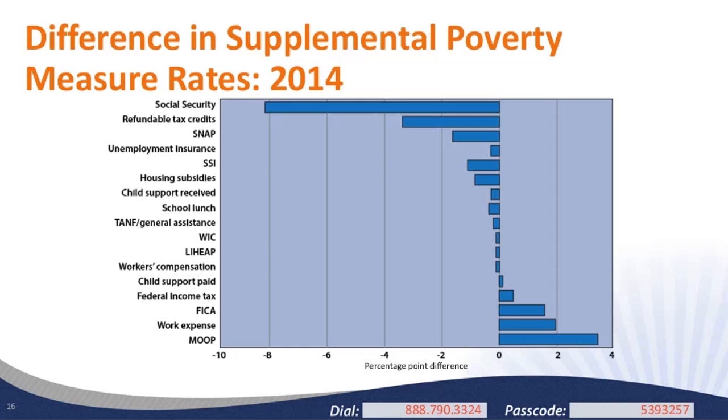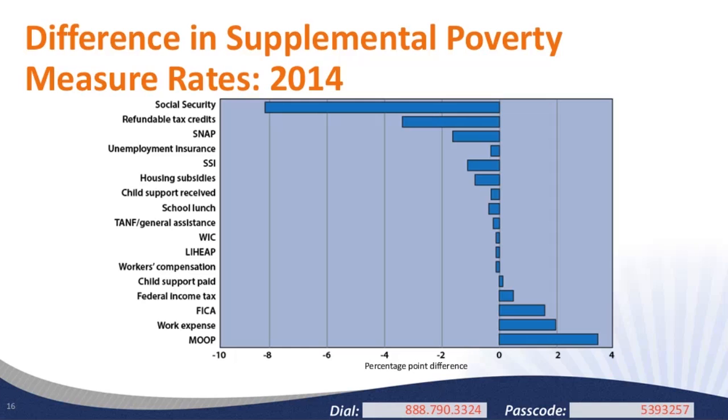Great. And you mentioned they are imperfect measures, and we have a question related to that. Adrian asks, what are the shortcomings of the supplemental poverty measure? When using data, is there something we should keep in mind? And are there other methods to use along with the supplemental poverty measure that would create a fuller image of poverty? The answers are yes and yes.